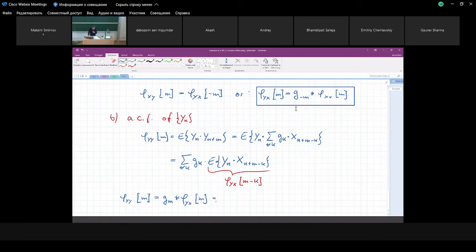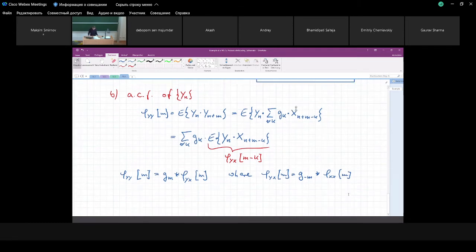But we know how to obtain this, where, well, let's say I write it here. This is the upper result, Px of m is equal to g of m convolved with x of m. If I insert this, I get an interesting result. The autocorrelation function of the output is equal to, I just changed the order here. Here we see the autocorrelation function at the end. So it's x of m convolved with g of m and g of minus m.